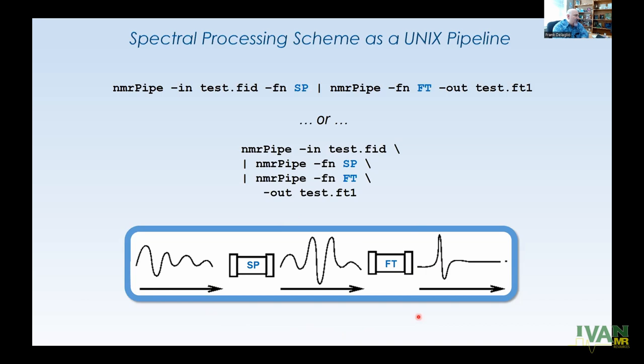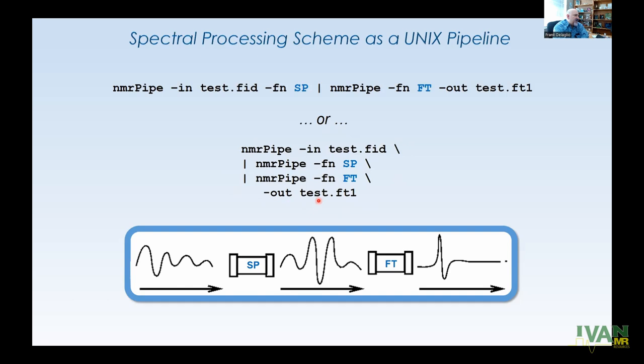And this is the terrifying appearance of what it looks like in a Unix shell script. But if you look at this, what you see is at the beginning, we read input from time domain data. At the end, we write output to a spectrum, and in between, we apply different processing functions. This vertical bar is the Unix pipeline symbol. It means one program is connected to the next. So what you see here is one long command with three instances of NMRPipe all operating simultaneously, one to read the spectral data, one to apply the window function, one to apply the Fourier transform and write the result out.